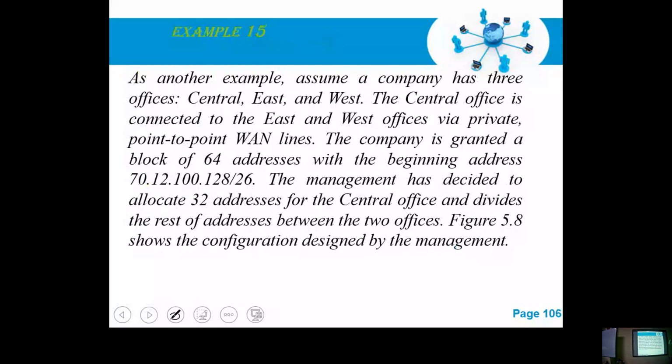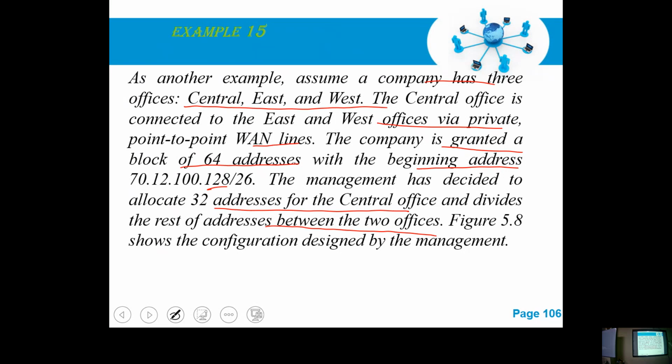Okay. Similarly, we have another problem. Another example: assume a company has 3 offices, central, east and west. The central office is connected to the east and west offices via private point-to-point wide area network lines. The company is granted a block of 64 addresses with a beginning address. The management has decided to allocate 32 addresses to the central office and divide the rest of the addresses between the 2 offices.